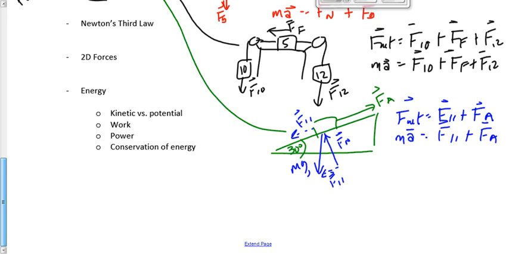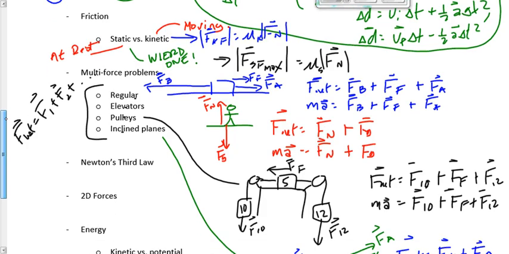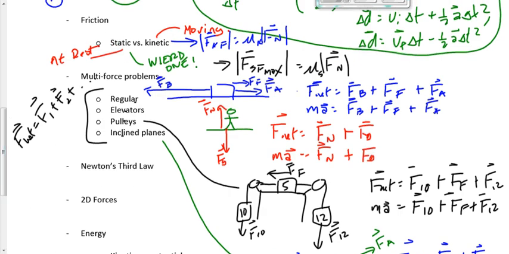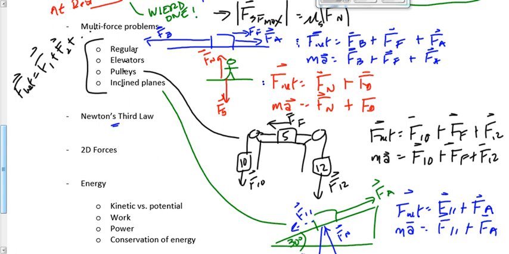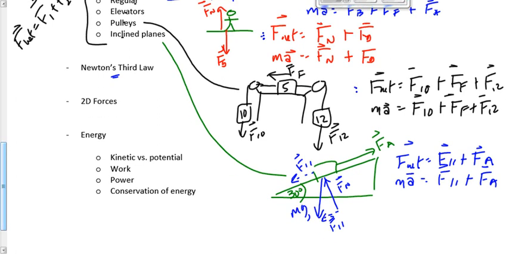Once again, it looks almost exactly like the other questions. F net is equal to the sum of the forces, every time. The only thing here is that we don't know what F parallel is. So we're going to have to find that. Okay?